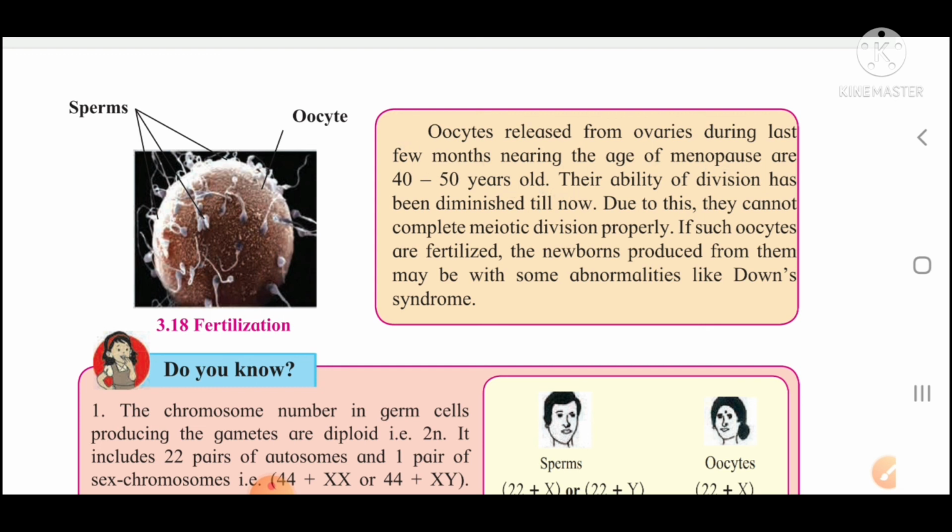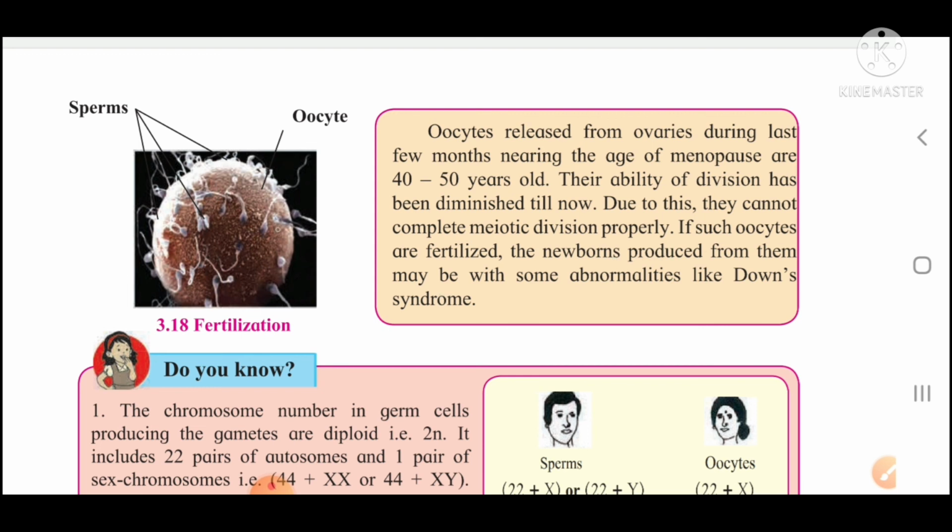जब 45 to 50 ईयर्स एज आ जाती है, ओके, इन द वुमेन, तो ये जो प्रोसेस है वो स्लो हो जाता है, ये ख़त्म हो जाता है. Due to this they cannot complete meiotic division properly if such oocytes are fertilized. ठीक है, वैसे तो बहुत कम चांसेस है फर्टिलाइजेशन होना एट द एज ऑफ 45 to 50 ईयर्स में, इन द फीमेल. But if such oocytes are fertilized, the newborn baby formed from them may have some abnormalities like Down syndrome.